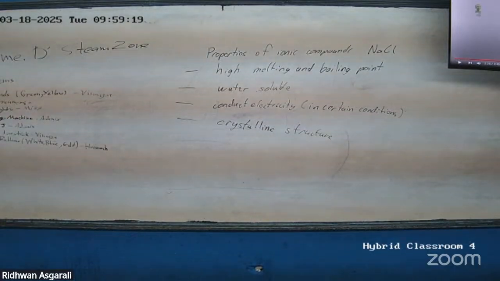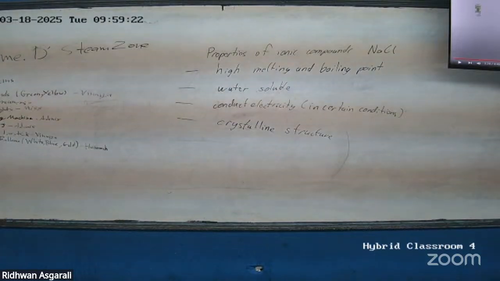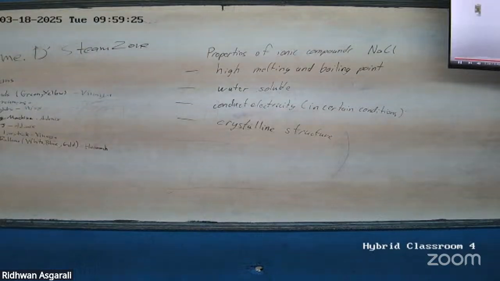Everybody watching the video. When a force is applied, repeating 3D pattern of alternating positive and negative ions, ionic compounds have very high melting points and are brittle.